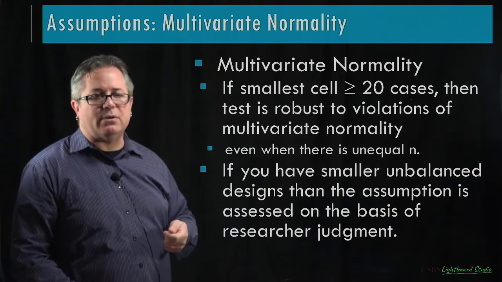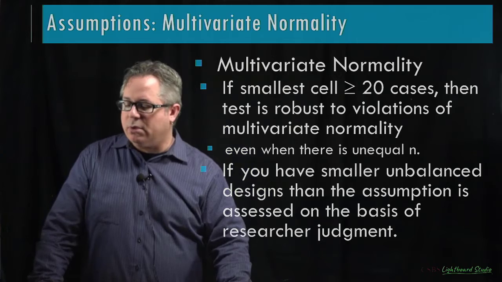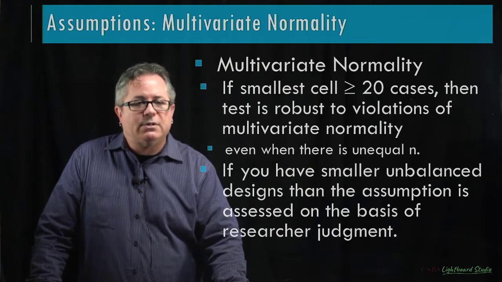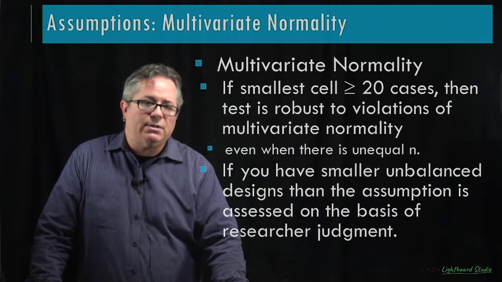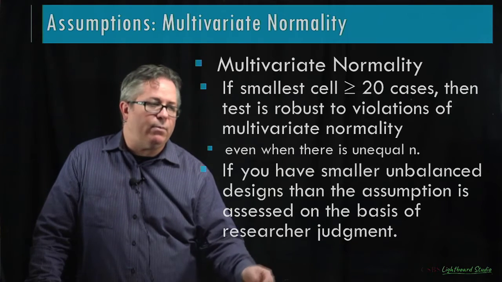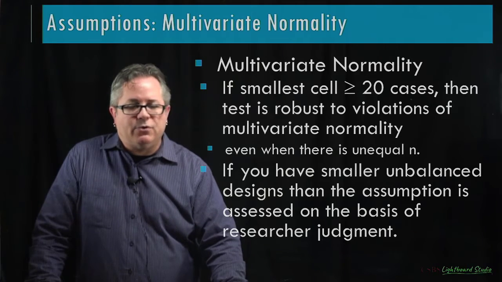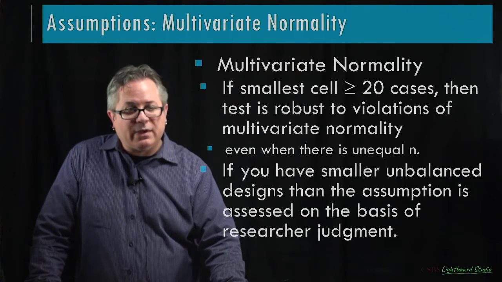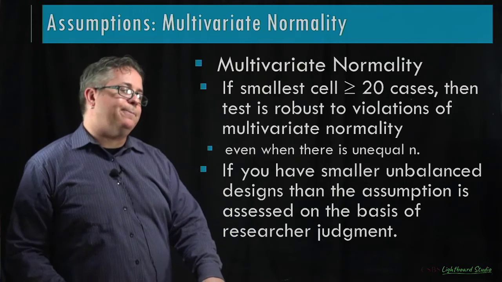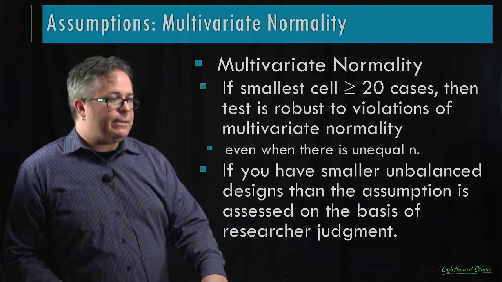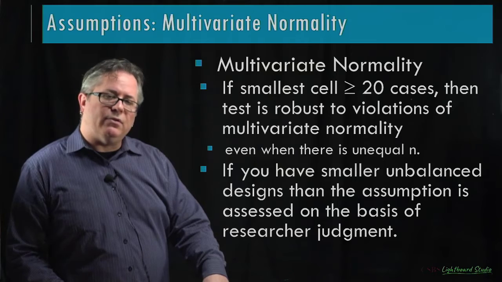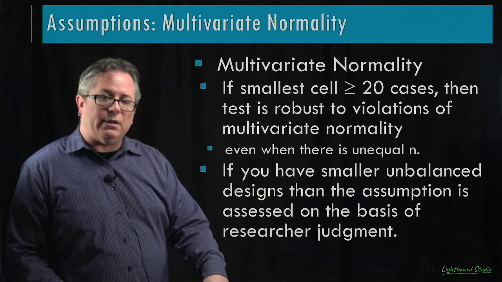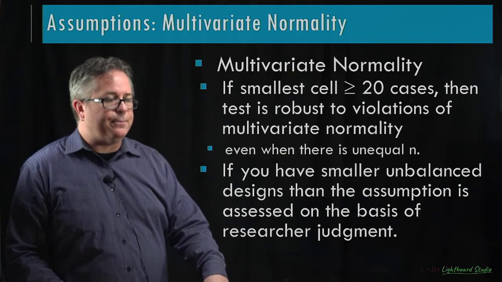If the number of subjects in your smallest cell is larger than 20, you can probably ignore even really testing for multivariate normality. Probably doesn't even matter that much. So if the smallest cell is equal to or greater than 20 cases, then it's robust to violations. You can probably not even bother to look at the tests. And this is even true when you have unequal n. It really doesn't matter. The tests are robust to it, so you can probably ignore it. If you have smaller unbalanced designs, then the assumption is assessed based on researcher judgment. So what that means is that you may want to actually look at the distributions. Even just looking at them univariately, you may start to figure out that there are issues with normality on some of the variables that, when combined, are creating a multivariate non-normality.